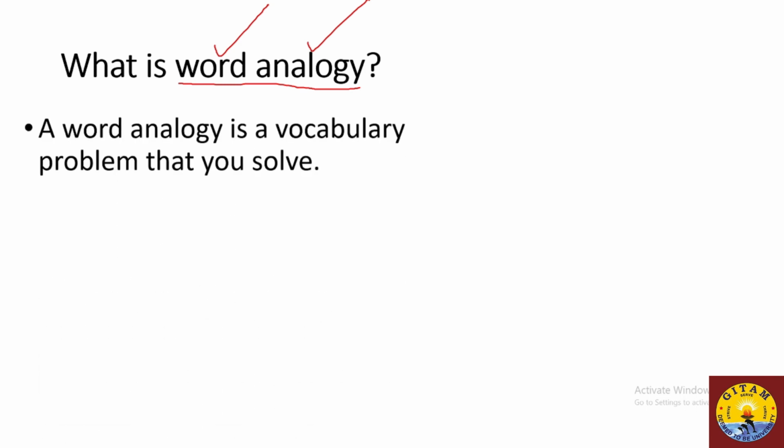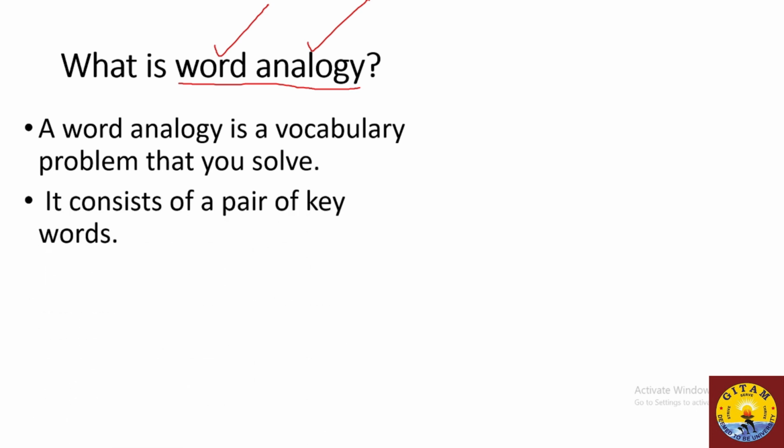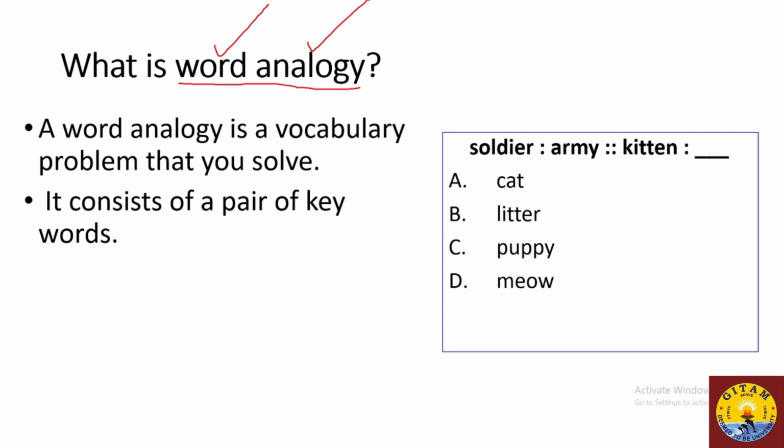A word analogy is a vocabulary problem that you solve. As the title says, it has words. So you should read these words and understand them. Next, as I showed you in the quiz, it has a pair of keywords. I call this pair the keywords. Now I want you to establish a connection between these two. You can establish it either from soldier to army or vice versa.